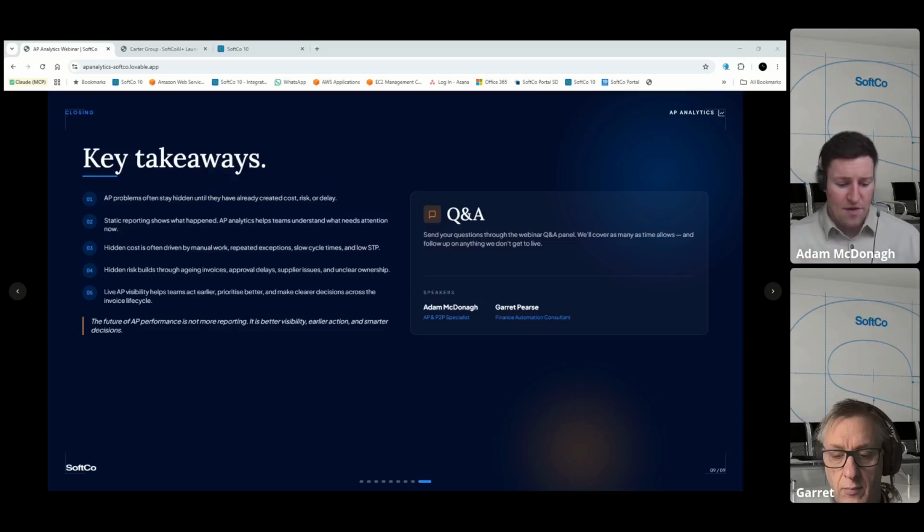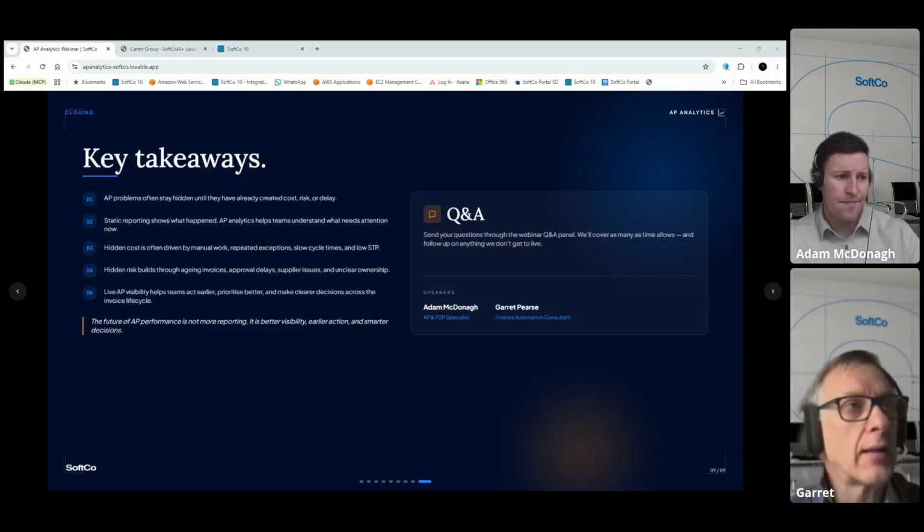So I think fundamentally, Garret, it starts with an AP automation application that gives you time and cost savings, but also gives you the reports and insights that you're looking to glean. And from there, you have the time to take appropriate action as well.